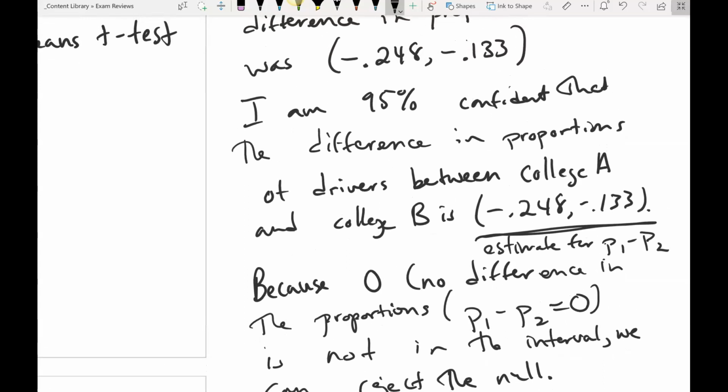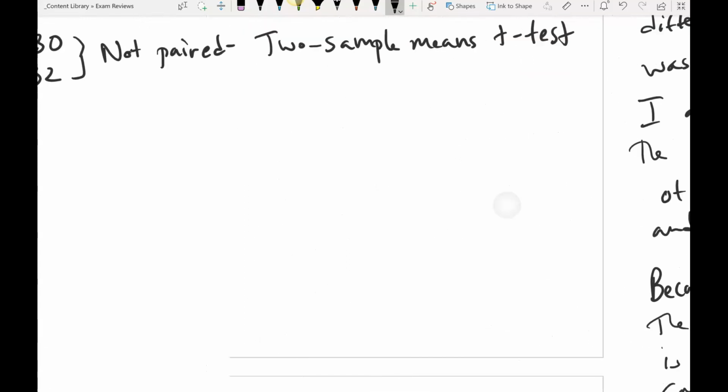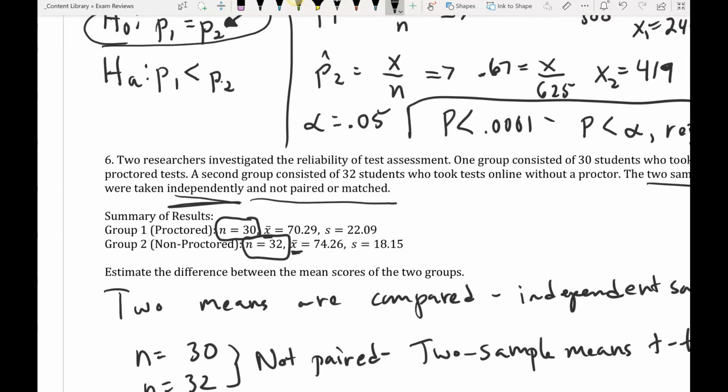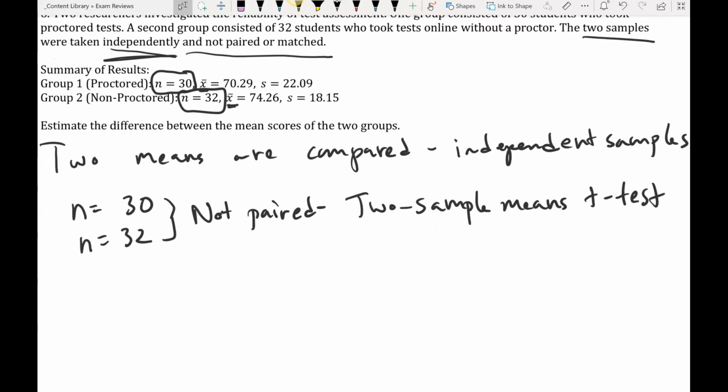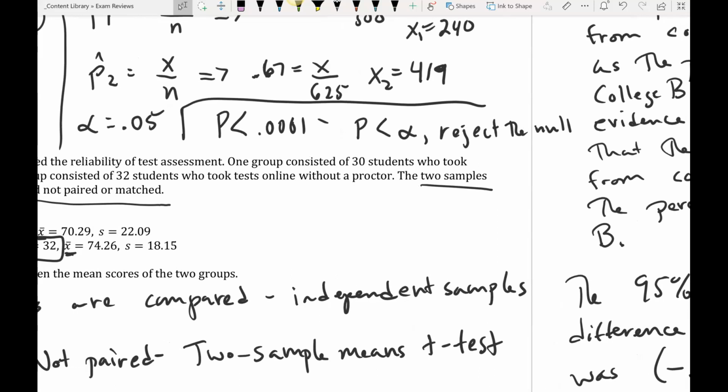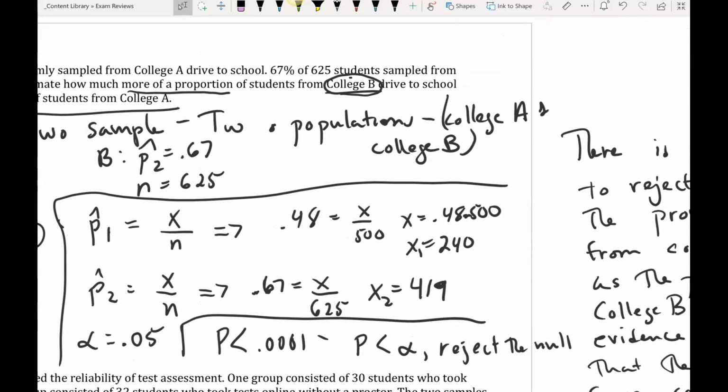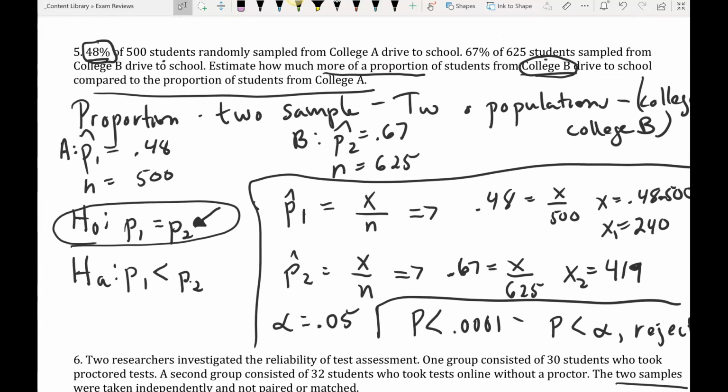Okay, so that ends the video on this. Basically what we're doing with this hypothesis test, like every hypothesis test that we've done before, is we're saying, okay, what's my null and what's my alternative? In this case, we're comparing two proportions from two populations, college A and college B. So my null is P1 equals P2, and then I have my alternative. Then I'm going to put in some of my information.